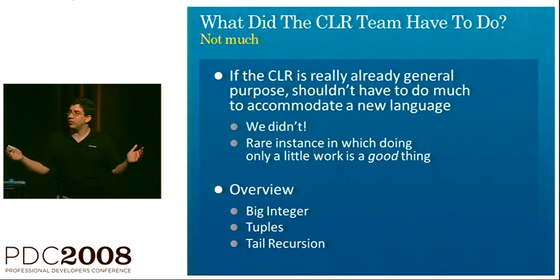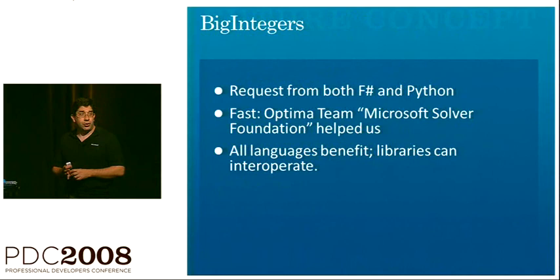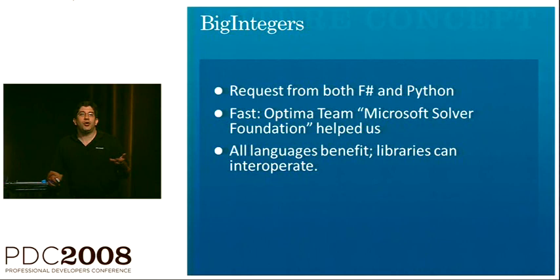I'm going to review very quickly the three things that we actually did do. So big integers, these are a native type in both F-sharp and in Python. Jim Huguenin was talking about how he asked Anders, he said, hey, what's 2 billion plus 2 billion? And Anders thought about it for a minute and said, you know, minus 2 billion. Sorry, it's not nice to steal other people's jokes.